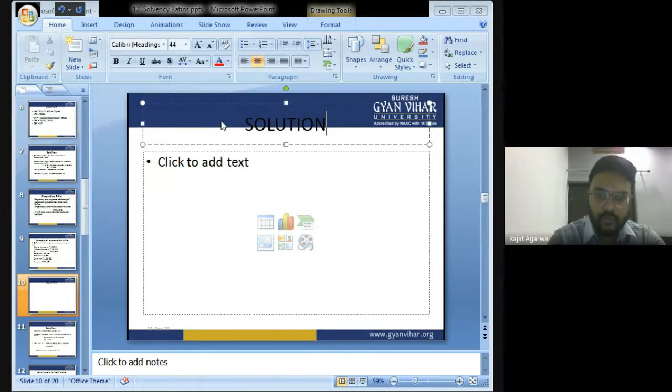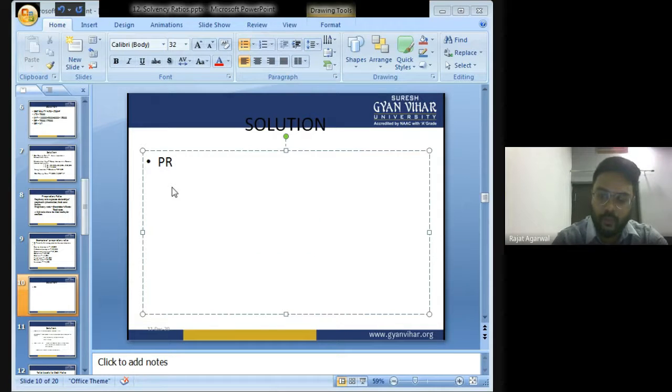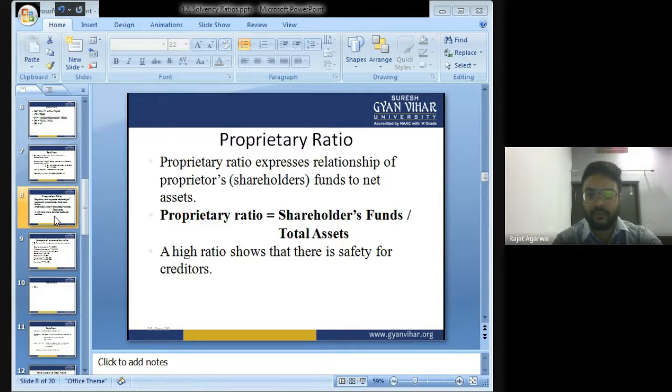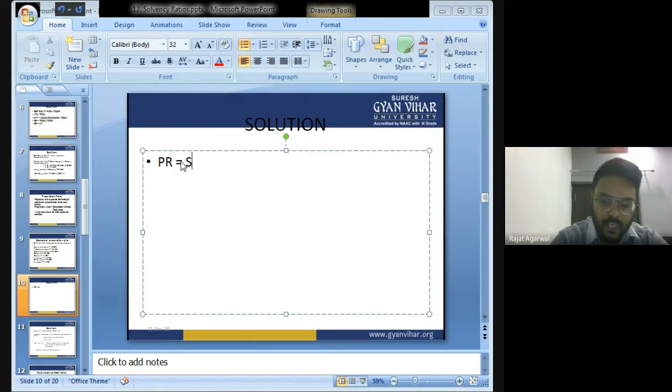Now you all must know how we are going to solve this. First of all, you are going to write the proprietary ratio formula. Formula of proprietary ratio is shareholder fund divided by total asset. So I am going to write in short: shareholder fund divided by total asset. Now to solve proprietary ratio, I have to calculate two things, that is shareholder fund and total asset.